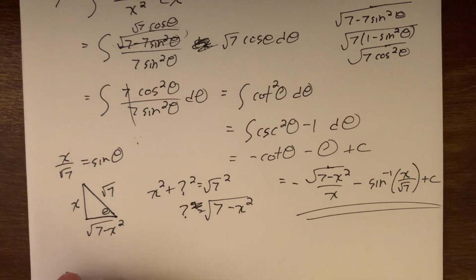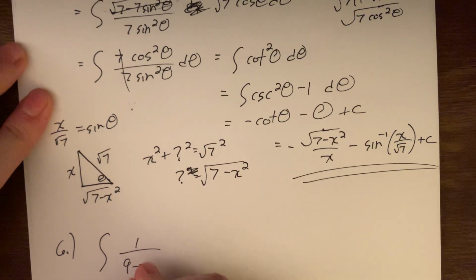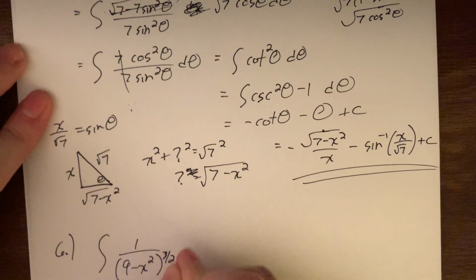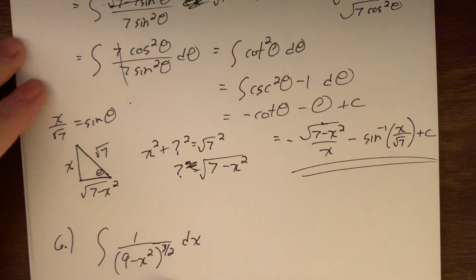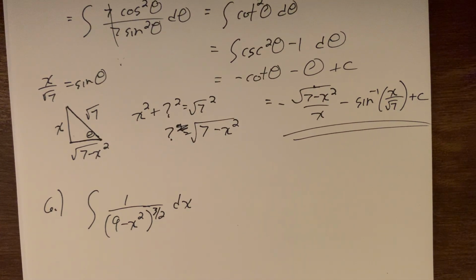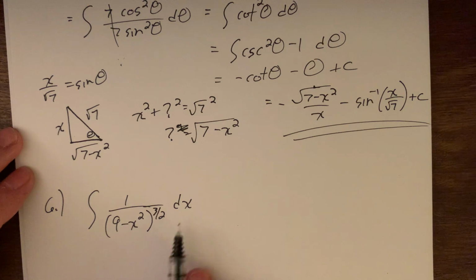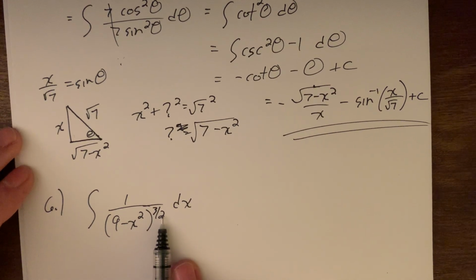Okay, continuing, number 6. Let's look at the integral of 1 over 9 minus x squared to the 3/2 power dx. Now this one also looks tough, but we still have to kind of realize a little bit about the overall setup. It's got the perfect a squared minus x squared, and the 3/2 power, well, the half in that denominator, it is a square root.